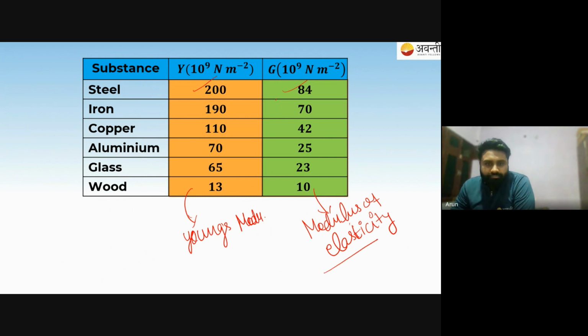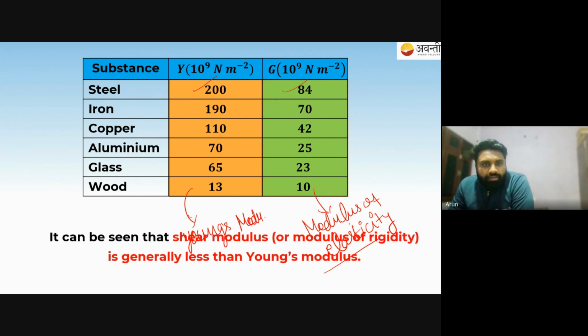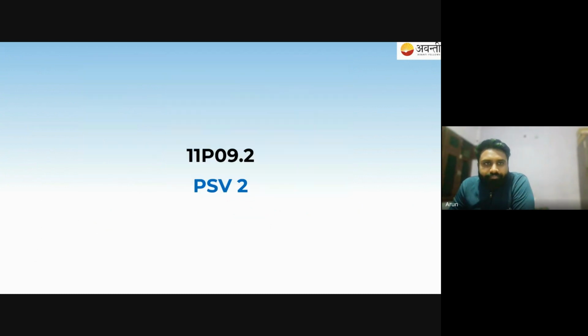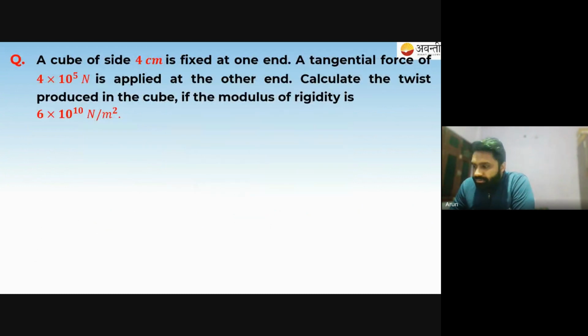Okay. Now, it can be seen that shear modulus or modulus of rigidity is generally less than Young's modulus. Okay. Now, this question we are going to do.